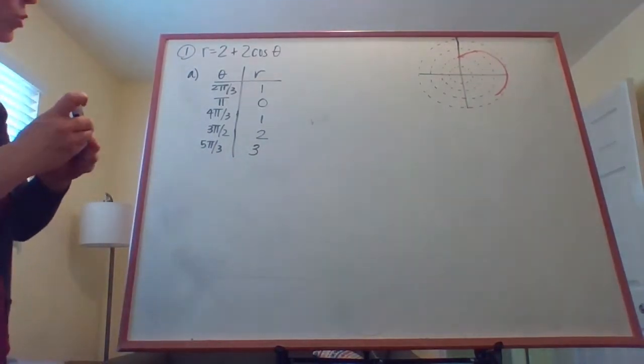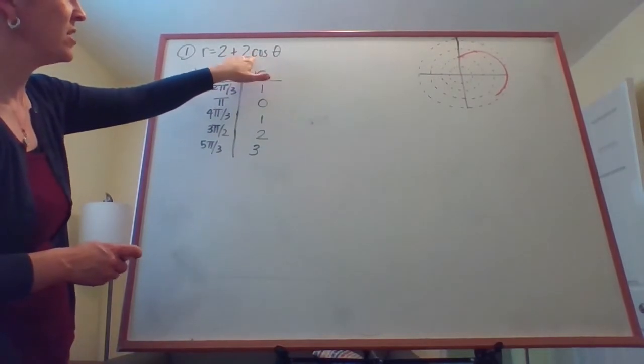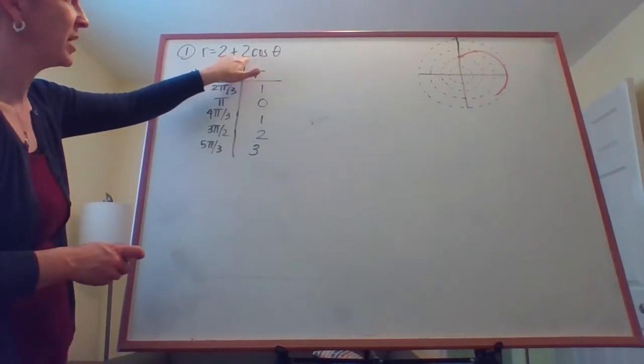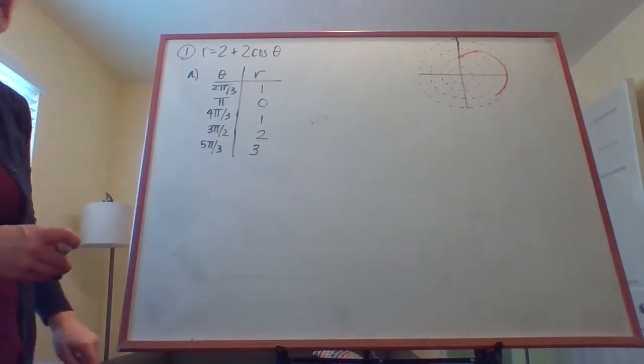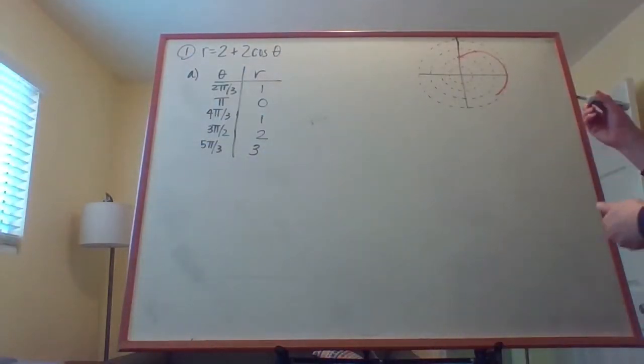Those all worked out to be whole numbers, and I got each of those by plugging in the appropriate angle in here, taking the cosine of the angle, multiplying that by 2, and then adding 2. So I got my table. I expected you to then plot the points over here. The graph was started for you.